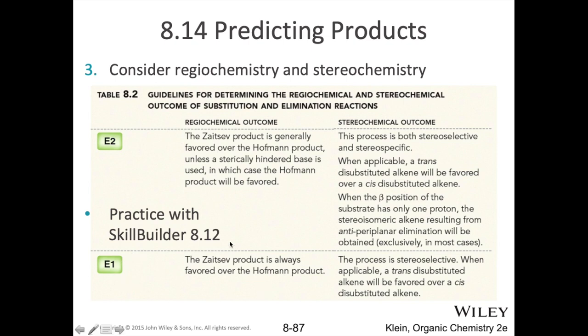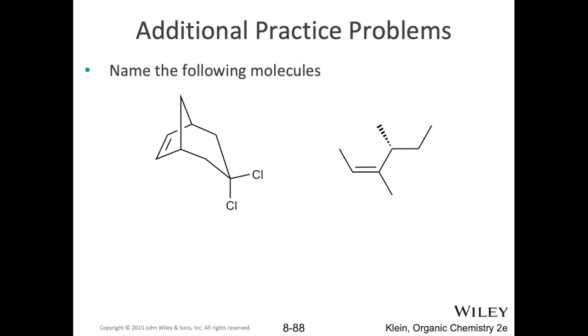And of course, with E1, as we've seen, the Zaitsev product is generally preferred. You're going to get that Zaitsev product. And again, like with cis versus trans, trans is usually going to be more stable. And that's it for this chapter. So pretty much that's really what it comes down to.